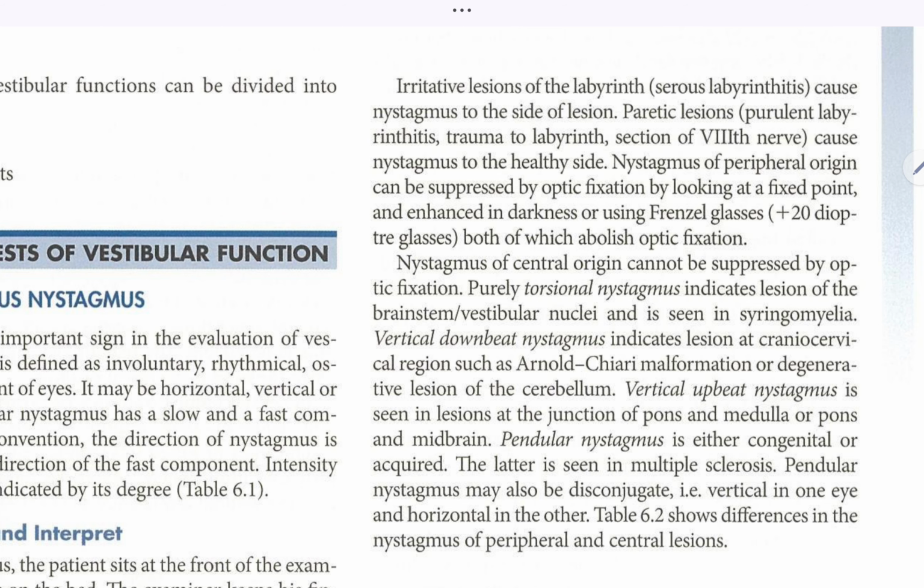Pendular nystagmus is either congenital or acquired. The latter is seen in multiple sclerosis. Pendular nystagmus may also be disconjugate, that is, vertical in one eye and horizontal in the other. Table 6.2 shows difference in the nystagmus of peripheral and central lesions.